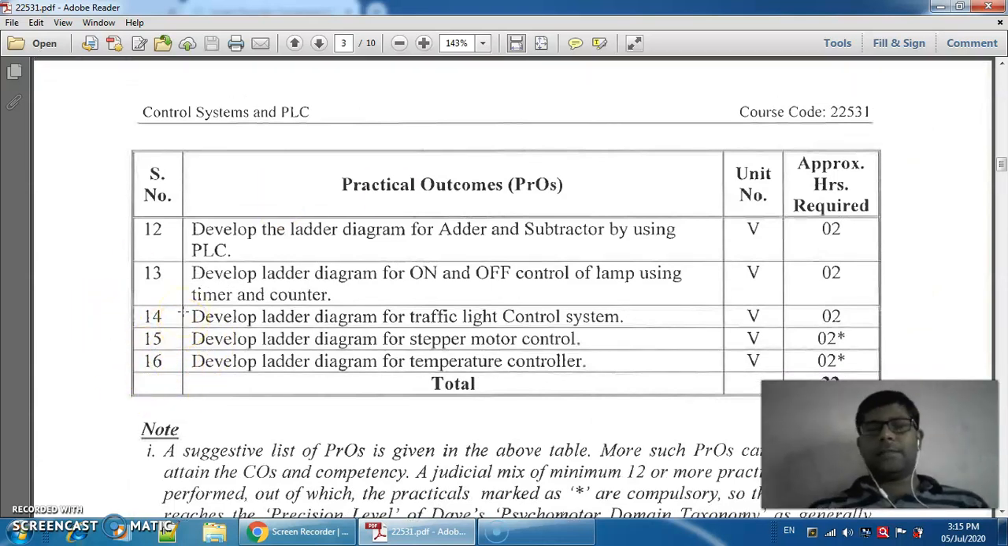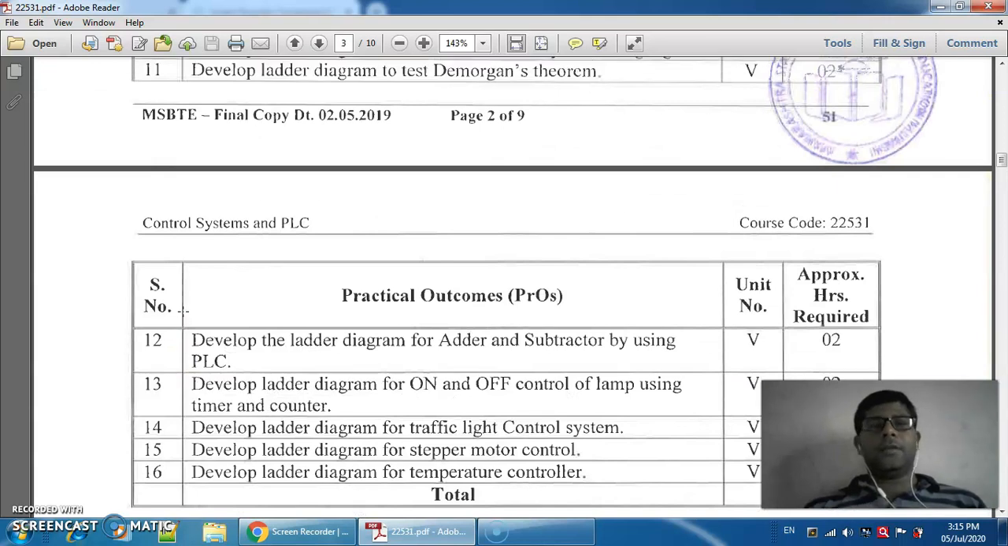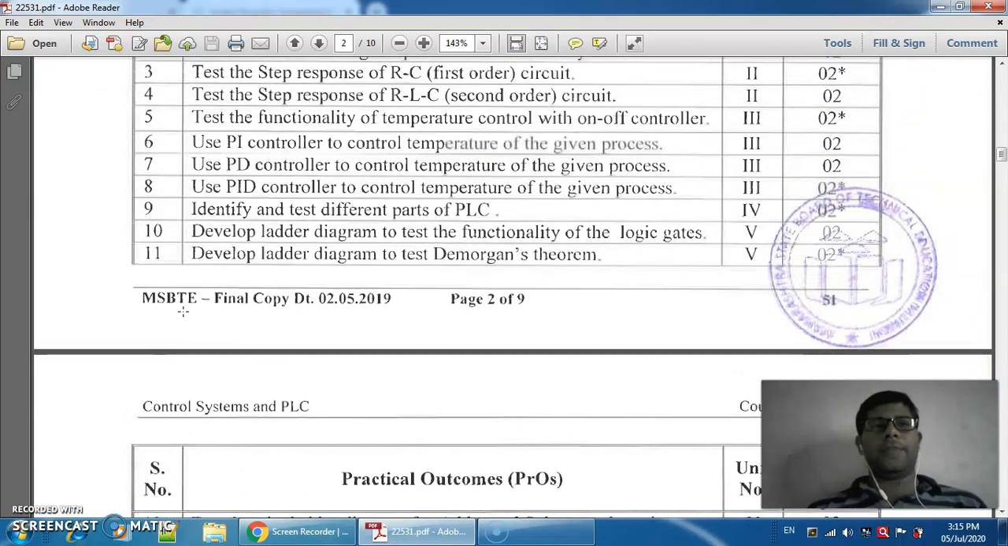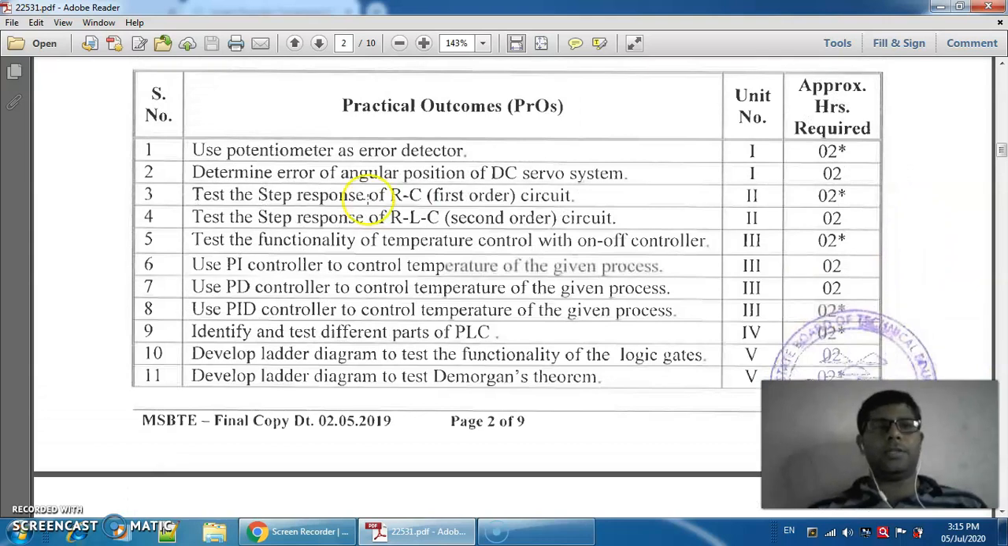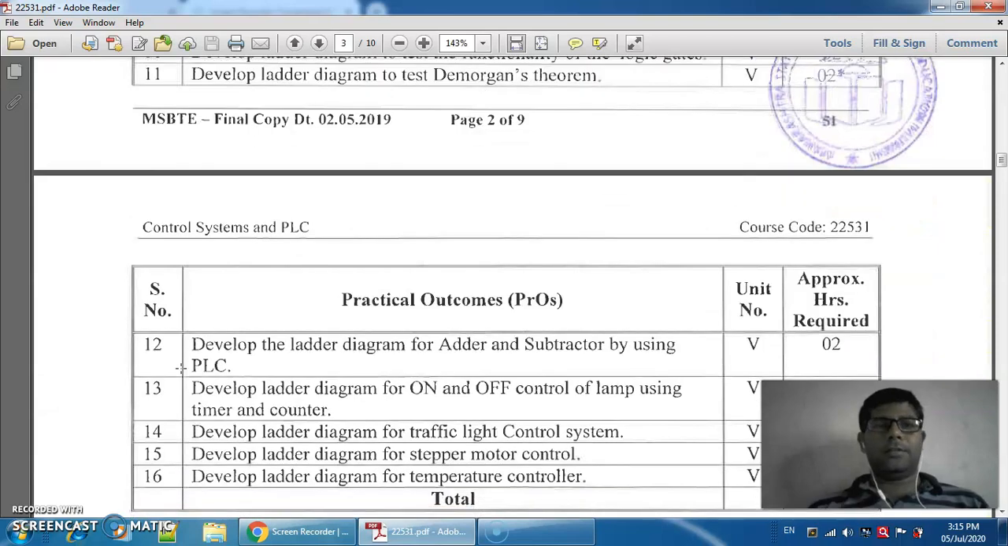So total 16 practicals, and I'm not going into detail, like test performance, step response of RC, step response of RLC. These are for the first chapter, error detector, angular decomposition. On every chapter there are some practicals, like PD and PID. These are on the third chapter. Then temperature control, also on the third chapter. So this is the list of practicals.